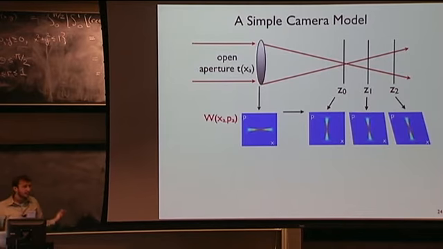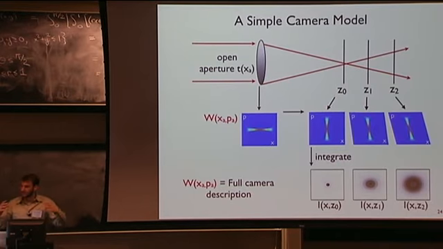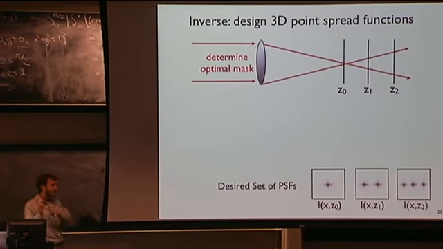And so if I want to see the point spread function, this is a diffractive effect, at each plane, I just need to integrate along the angular axis. And I can see I'll get the Airy disk in focus, and then the expected blurring and ringing as I go out of focus. So what we did is approach this problem from the opposite way. We wanted a desired set of point spread functions.